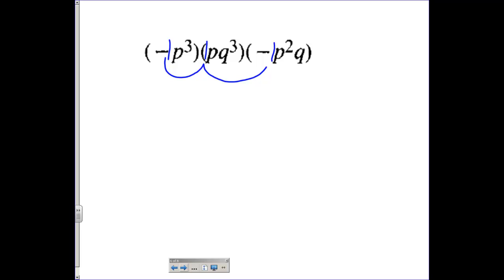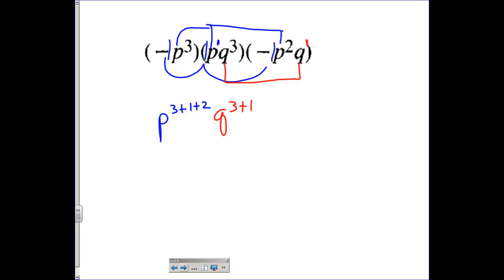Then I'm going to go in order. Next is going to be the p. So the p to the 3rd power times p to the 1st power times p to the 2nd power is going to give me p to the 3 plus 1 plus 2. Now I will move over to my q's. q to the 3rd times q to the 1st is going to give me q to the 3 plus 1. And the last step is simply to simplify. p to the 3 plus 1 plus 2 is p to the 6th power. q to the 3 plus 1 is q to the 4th.